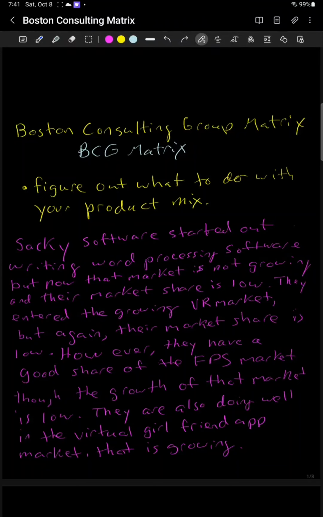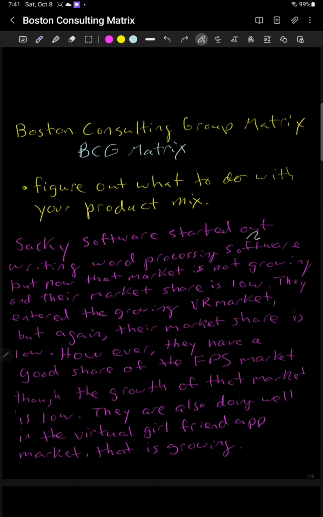Good day. Today we're going to be looking at the Boston Consulting Group Matrix, also known as the BCG Matrix. Basically, it's to figure out what to do with your product mix: what products you invest in, drop, that kind of stuff. And to do that, we're going to look at this artificial case study here.